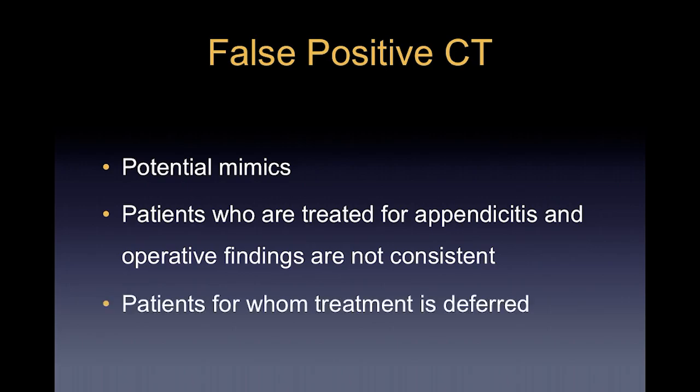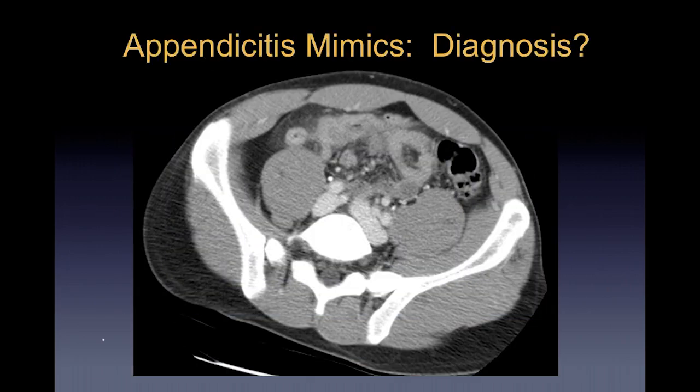And then there's another group of patients where treatment is deferred. So we call appendicitis on the CT, and for whatever reason, usually because the clinical picture does not fit, those patients do not have an appendectomy. So let's look at these three circumstances. First, beginning with mimics. Here we've got a huge appendix with some inflammation around it. The patient's all diagonal on the scanner, which tends to have a pretty high pretest probability of something being wrong when the patient's flopping around like that.